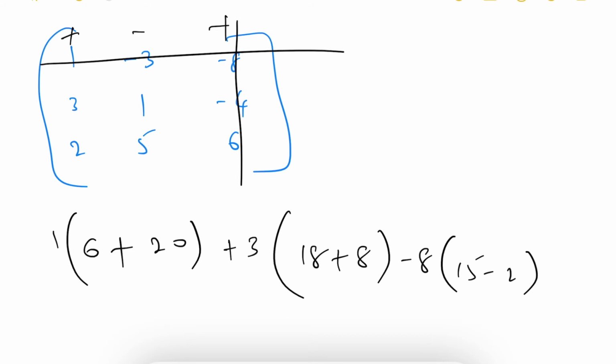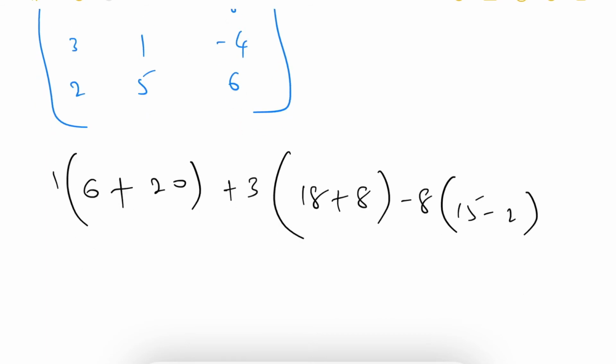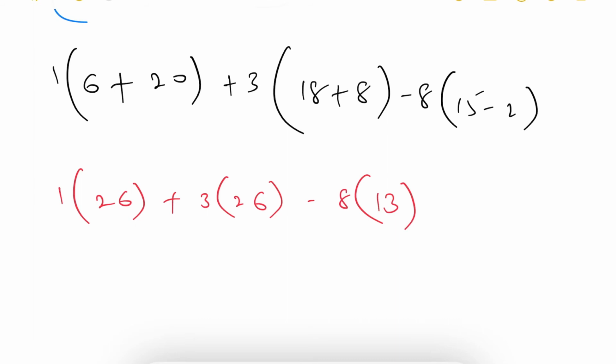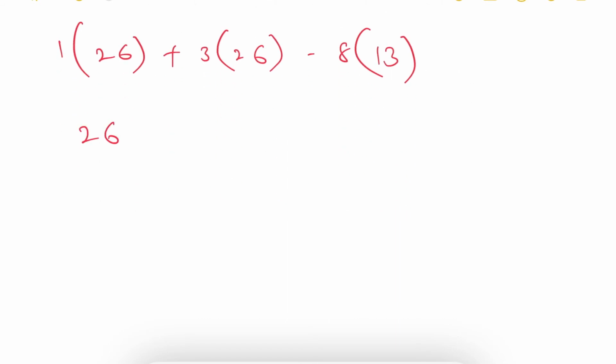Okay, let us simplify this now. 1 into (6 plus 20), which is 26, plus 3 into (18 plus 8), which is 26, minus 8 into (15 minus 2), which is 13. So 1 into 26 is 26, plus 3 into 26 is 78, minus 8 into 13 is 104. So 26 plus 78 is 104, minus 104. 104 minus 104 is nothing but 0.